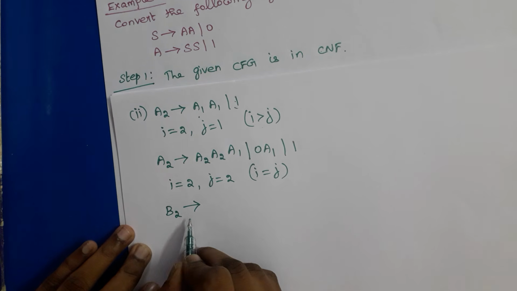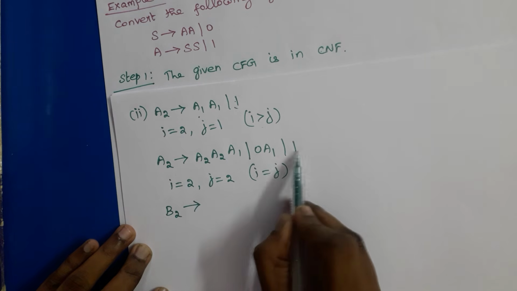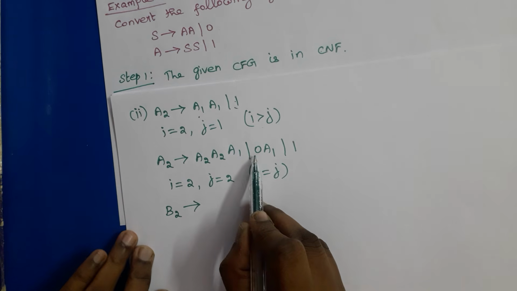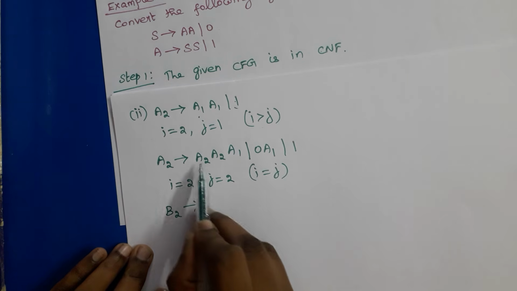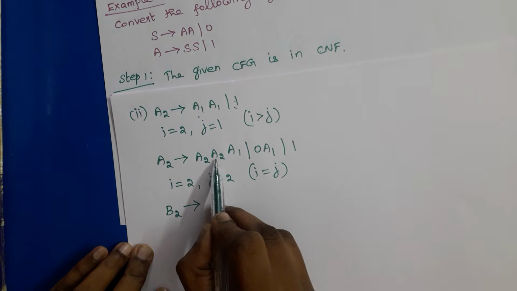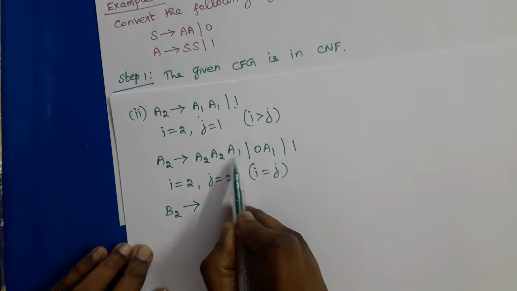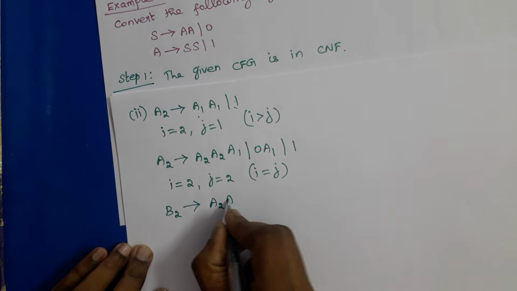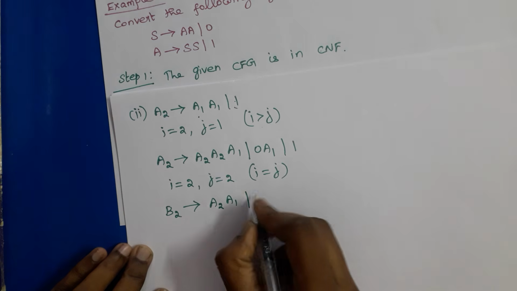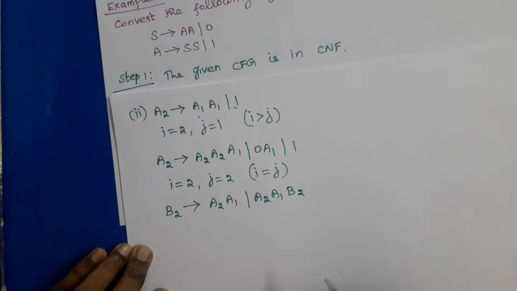So B2 tends to write, here there are 3 productions. These 2 productions are non-left recursive productions, right? Because these are not starting with A2, but this is the left recursive production. So B2 tends to write all the symbols from the left recursive productions except the first one. So A2, A1, only one production we have. Then rewrite the same A2, A1 with B2 at the end.